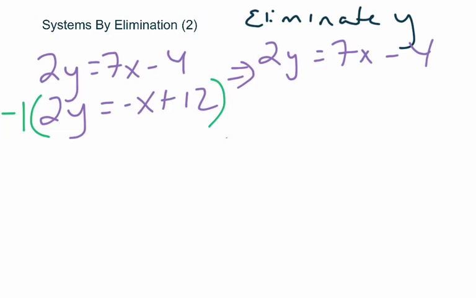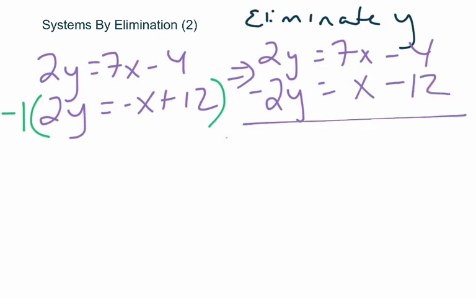So -1 times 2 gives me -2. And that's what we wanted. That's that thinking step that we're going through. Like we wanted to get that. -1 times -x would give me a positive x. And -1 times 12 gives me -12. Now I can add them going down. 2y plus -2y is 0. 7x plus x is 8x.